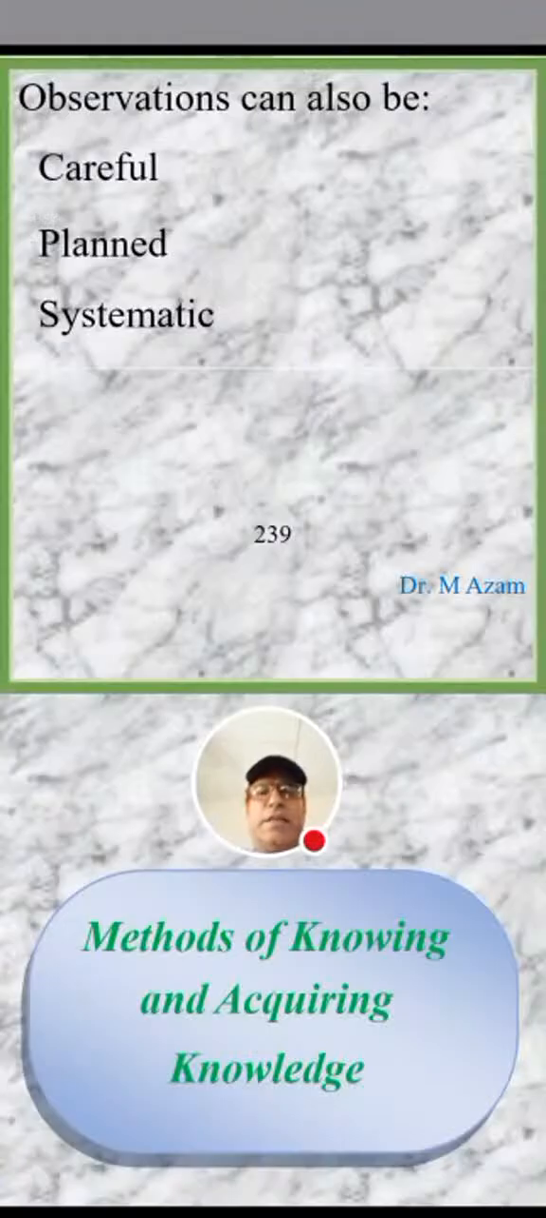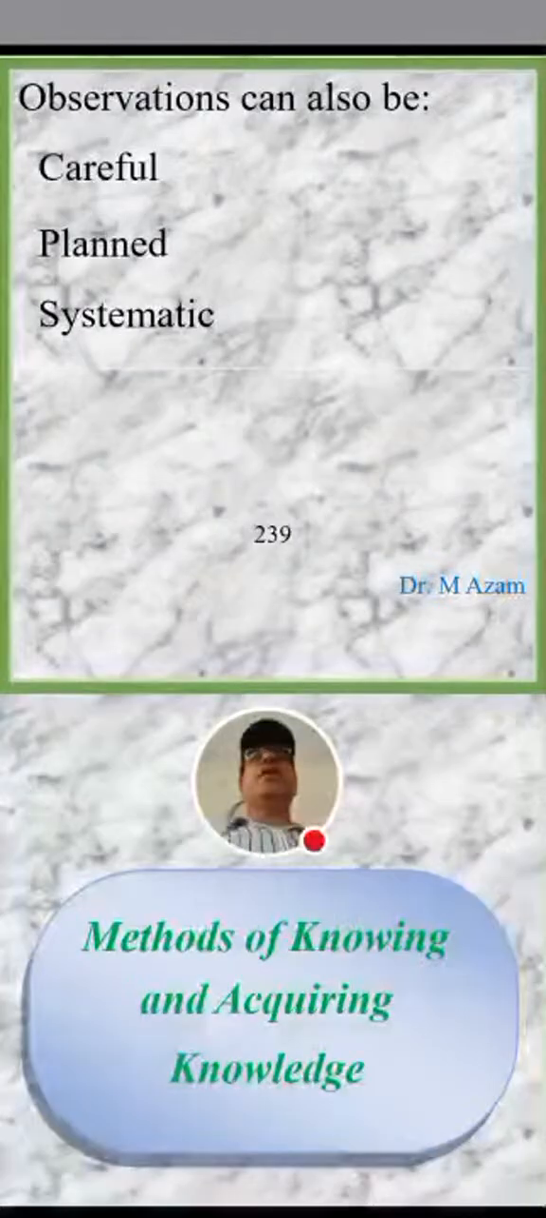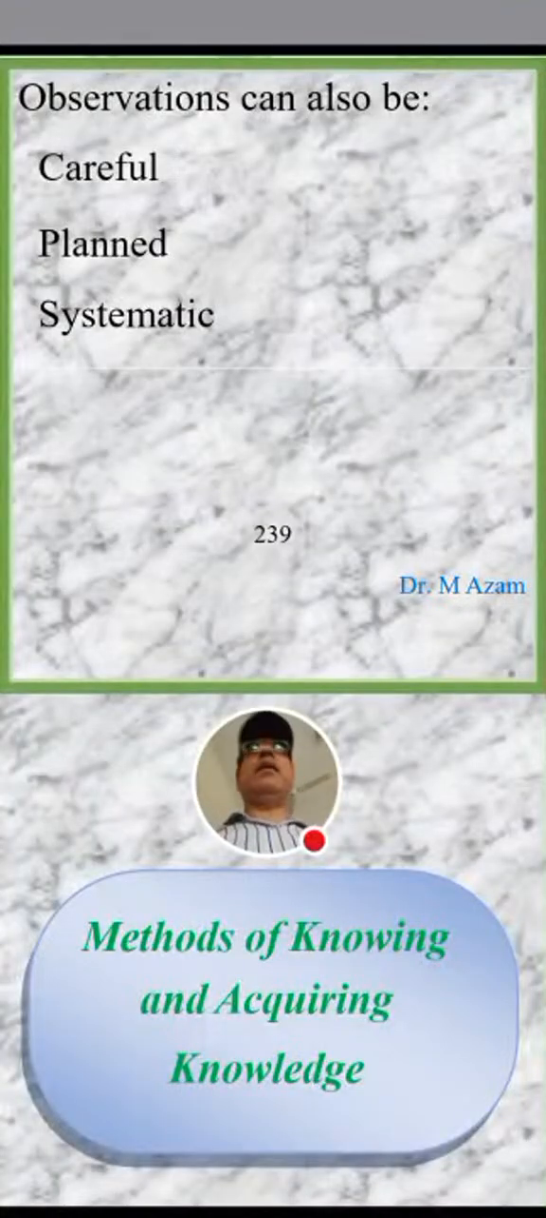That's it. So today we have completed the 5 non-scientific methods of knowing and acquiring knowledge. In the next class, we will study the scientific method.